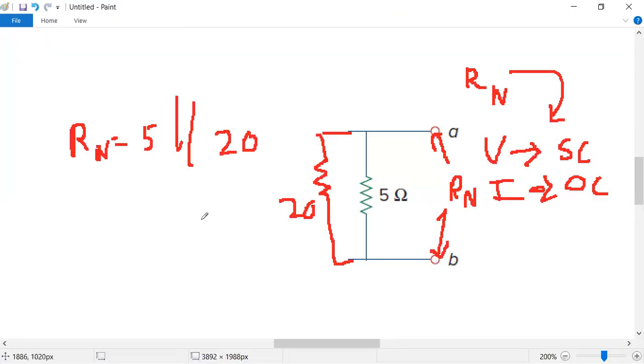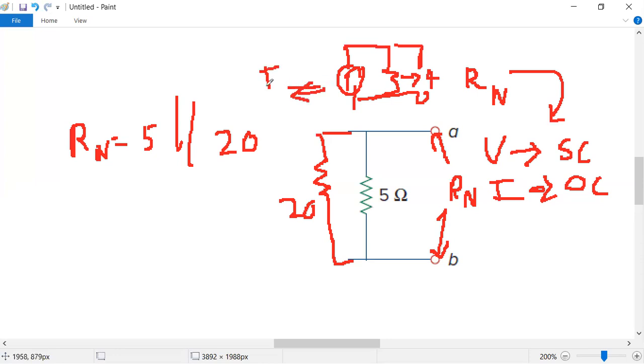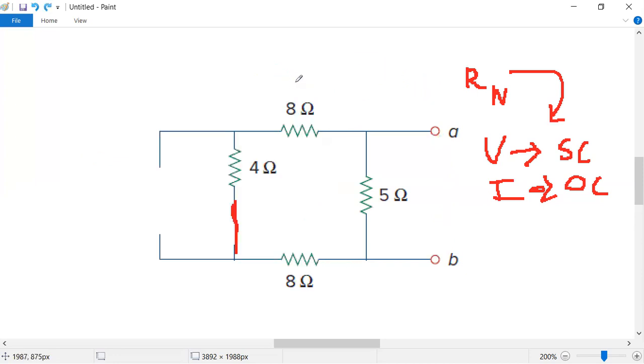So now, on the Norton's equivalent, you got only Rn, right? Across A and B terminals you got only Rn, that is 4 ohms. But you need to find the IN also across A and B terminals, right? Let me find the IN now.